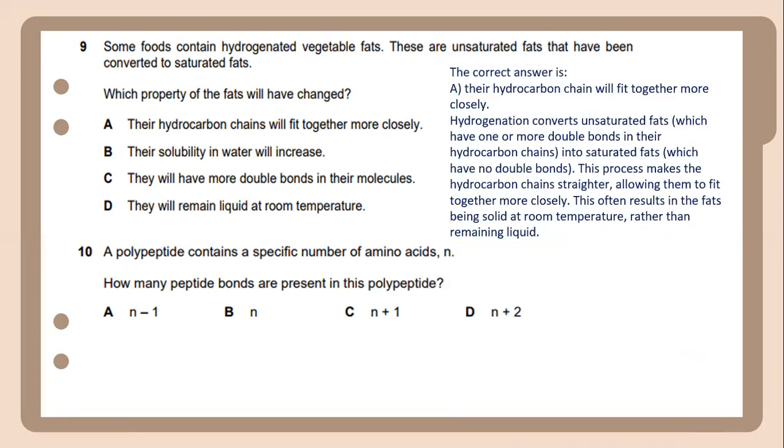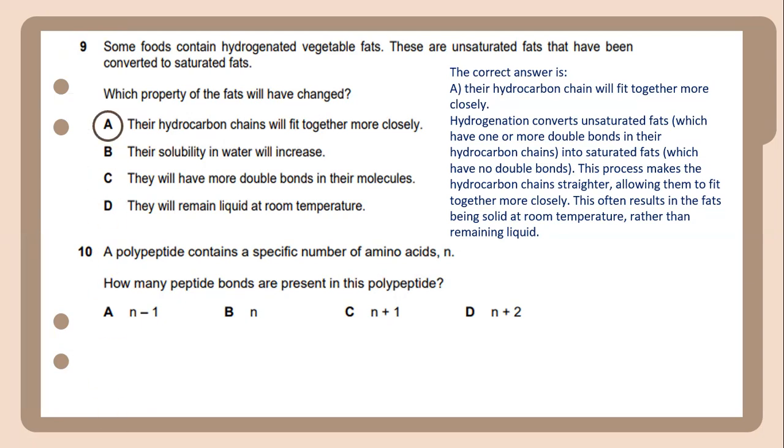The correct answer given here is A. Their hydrocarbon chains will fit together more closely. Hydrogenation converts unsaturated fats, which have one or more double bonds in their hydrocarbon chains, into saturated fats, which have no double bonds. This process makes the hydrocarbon chains straighten, allowing them to fit together more closely. And this often results in the fats being solid at room temperature rather than remaining liquid.